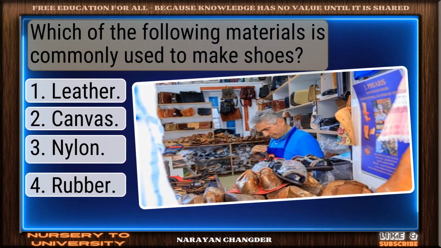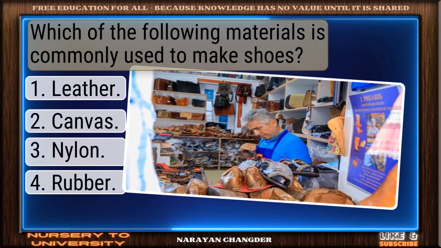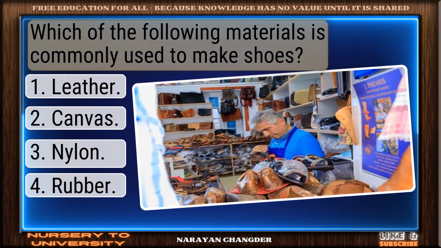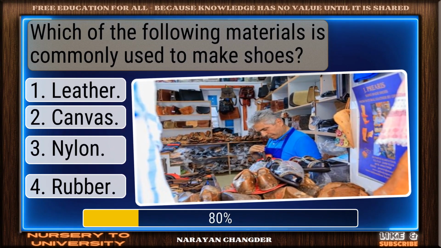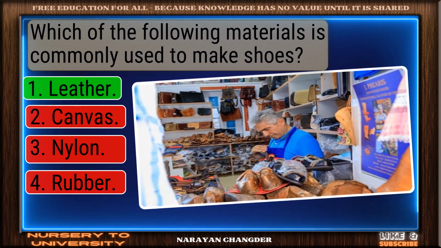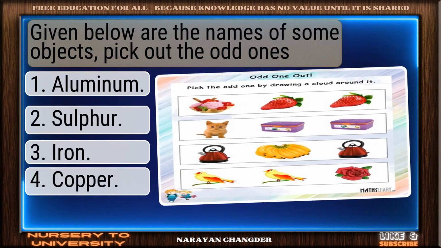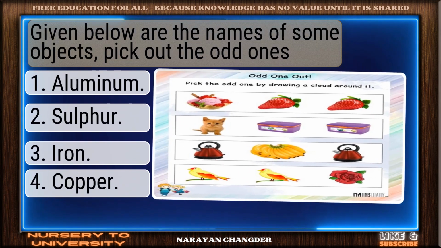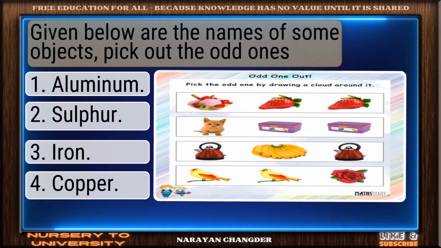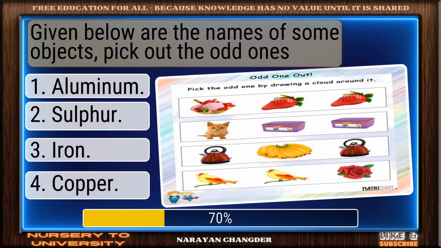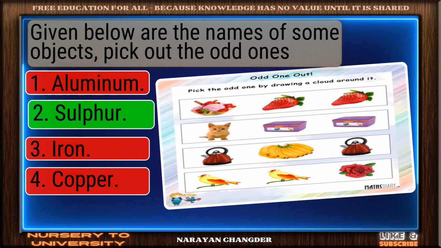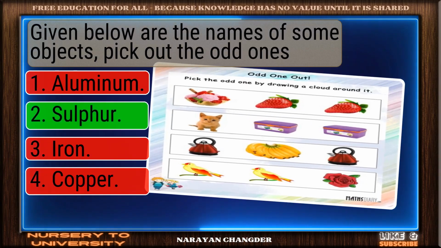Which of the following materials is commonly used to make shoes? Smart move. Leather is an accurate answer. Given below are the names of some objects. Pick out the odd ones. Well reasoned. Sulfur is the correct choice.